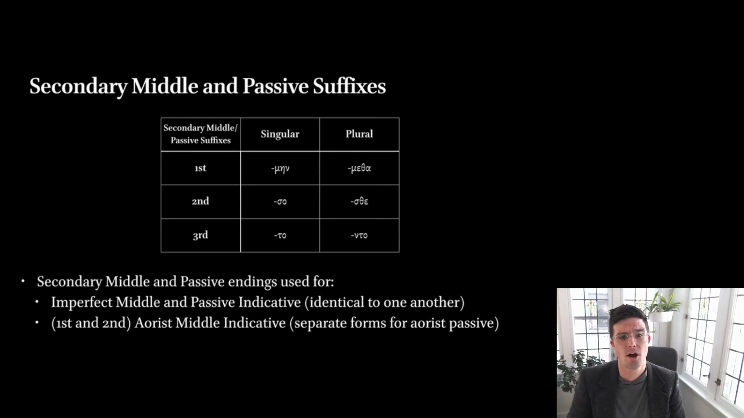These suffixes are also going to be used for the aorist middle indicative in both the first aorist and the second aorist. As I noted earlier, there are going to be separate forms for the aorist passive indicative, and we'll look at those in the next video.